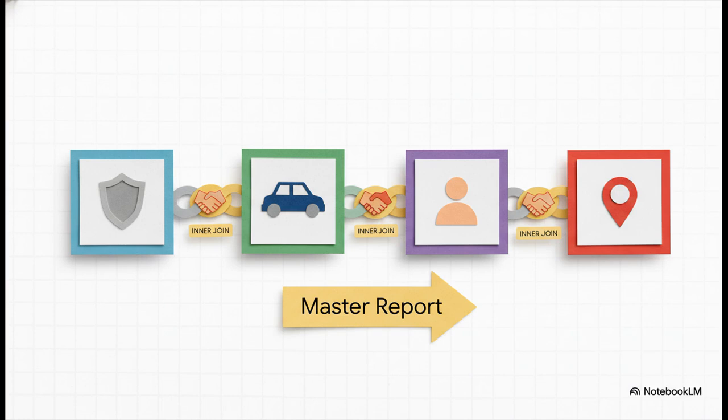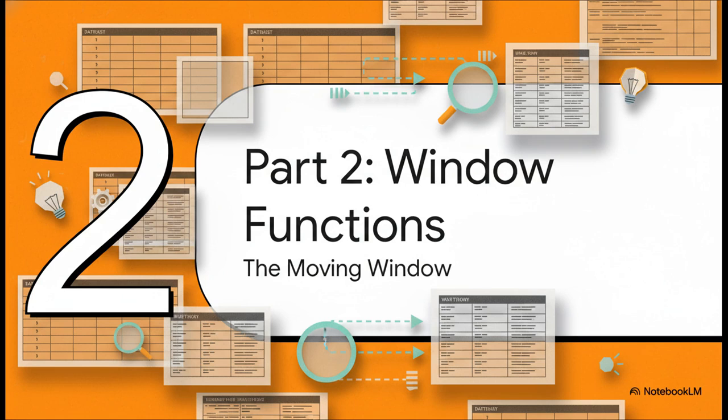For our master report, we only want the complete picture. We only care about records where a claim actually exists. So, for that reason, we're going to use a series of inner joins to link everything together. We'll connect the claim to the car to the client, and the client to their address, creating one long, beautiful chain of data. Awesome. Our data is all connected, but we're not done.